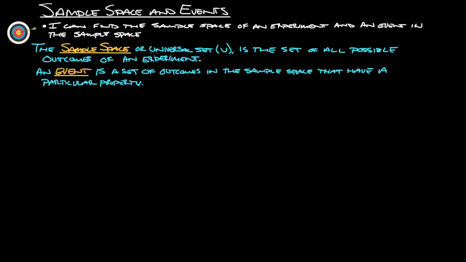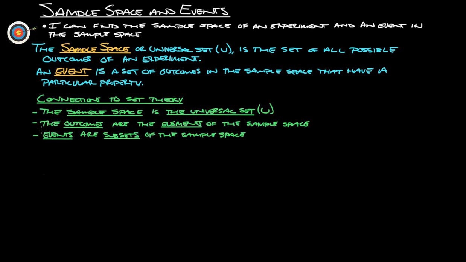The sample space is also known as the universal set. It's the set of all possible outcomes of an experiment. Okay, and then an event is a set of outcomes in the sample space that have a particular property. So if you're flipping a coin, your sample space would be all the heads and tails, and then an event would be just flipping heads or just flipping tails.